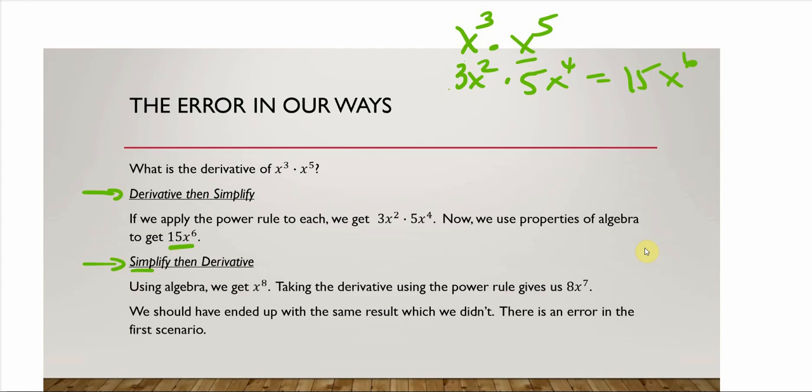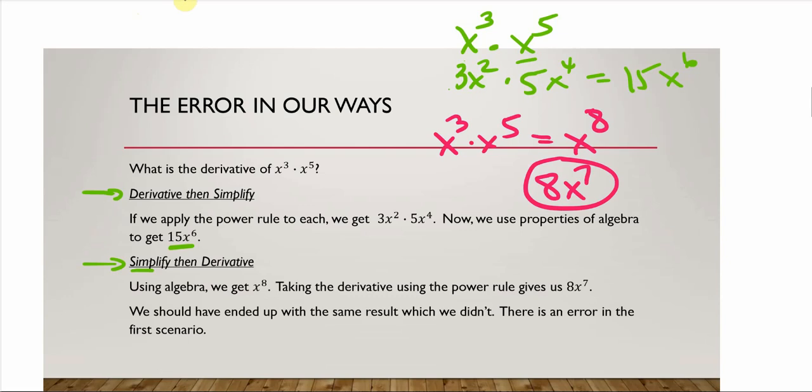So what happens if I do the opposite? Let's go ahead and simplify. I'm going to take x cubed times x to the fifth and put them together. That's going to give me x to the eighth. I take the derivative of x to the eighth, and it's going to give me 8x to the seventh. This guy and this guy are not the same. So one of them is wrong.